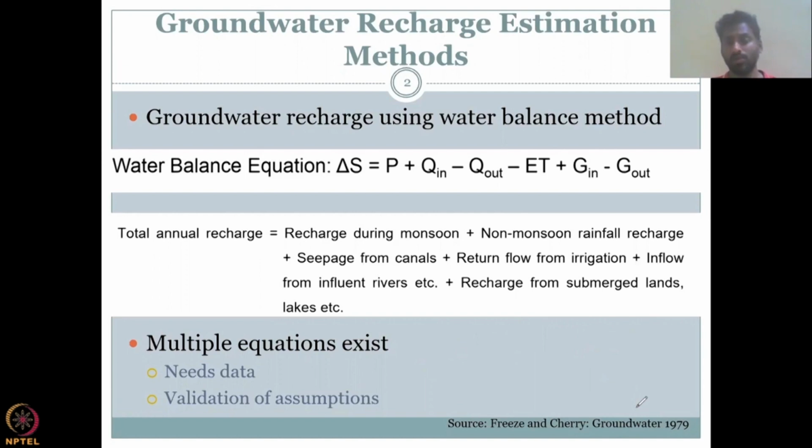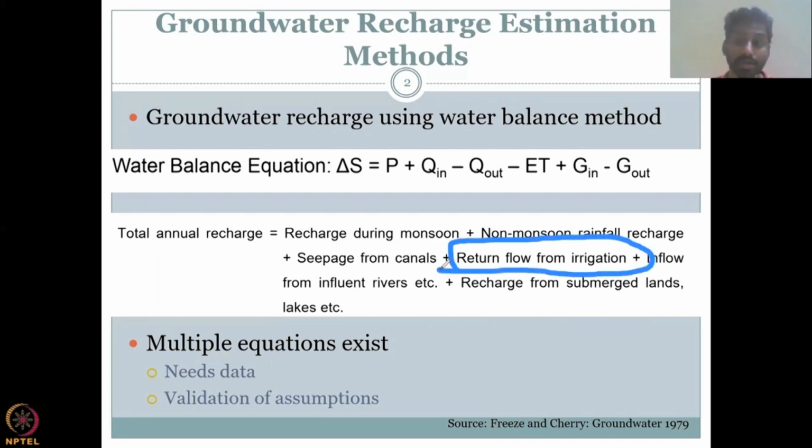Multiple equations exist for water balance, which means you can make it big or small and as specific as needed. But all of this needs data. If they don't have data, they'll say it is negligible or they won't put the component in the equation. So a lot of data is needed, and validation of assumptions is very, very important. For example, if you say that there is no return flow in my recharge equation, that means you should make sure that this irrigation component is not there.